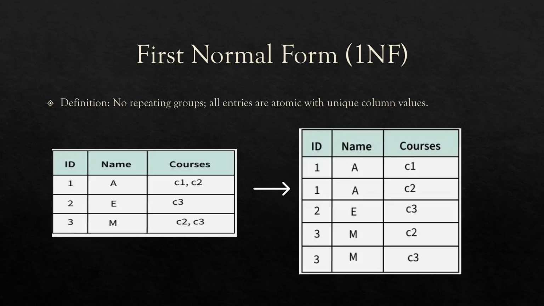In the above table, the courses column has multi-valued attributes, so it is not in 1NF. So to make the table 1NF, we have to remove the multi-valued attributes from the table. So this is what the 1NF looks like, and this is the structured table which follows the 1NF rule.